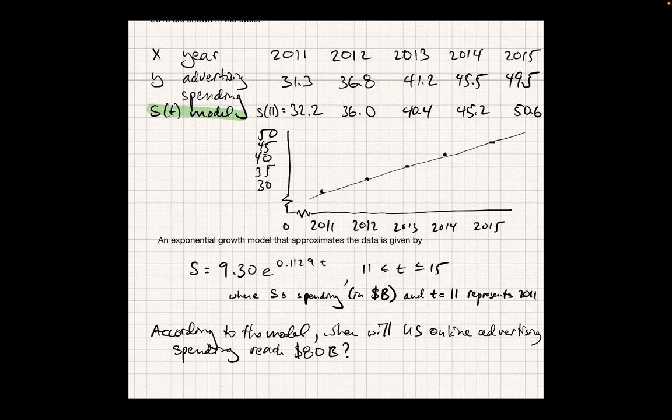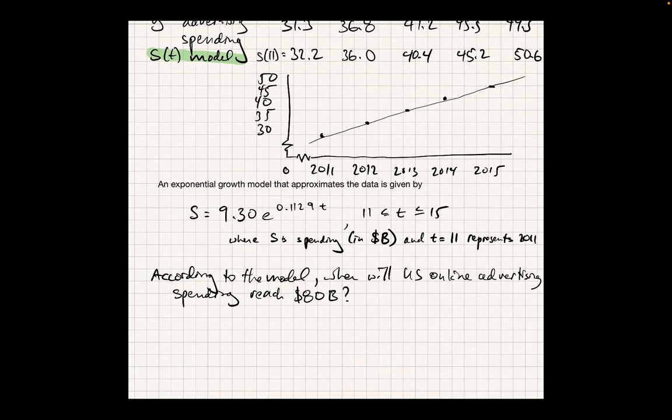For the 80, you could put 80 as T, which would be the year 2080. But we're not asking what happens in 2080. We're asking when. You put in spending as 80 billion. 80 is S, that's spending. Put S as 80.